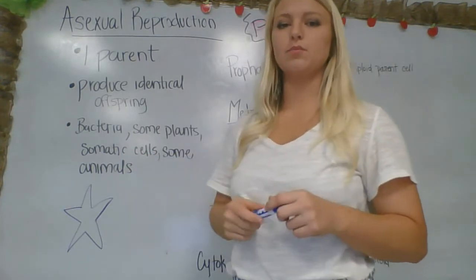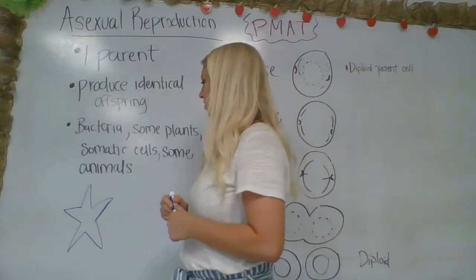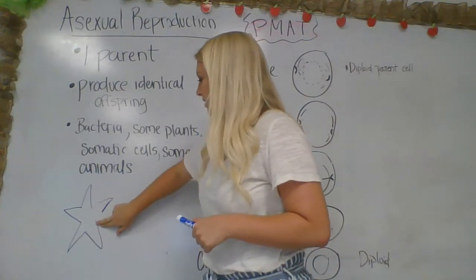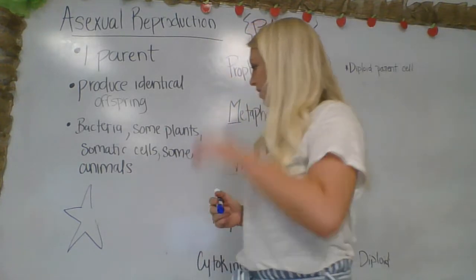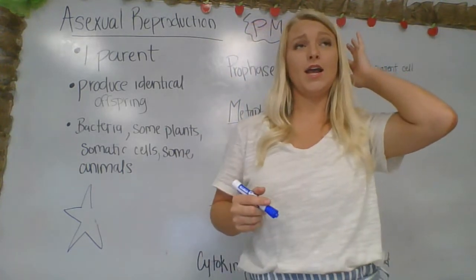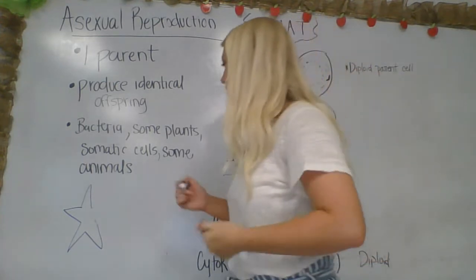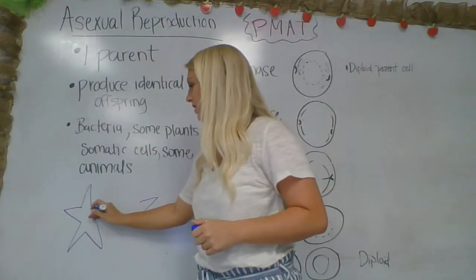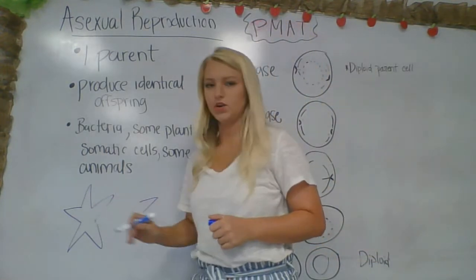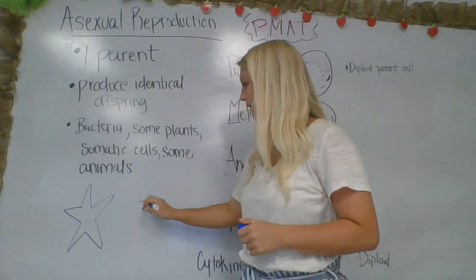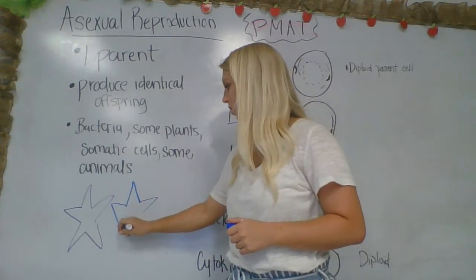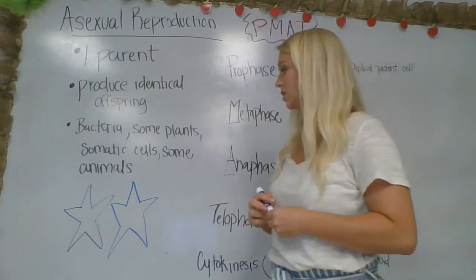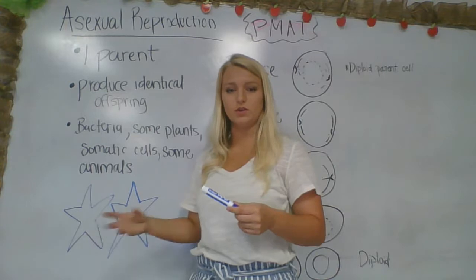So let me give you an example of an animal that reproduces asexually. Here we have a starfish. Say this starfish is swimming in the ocean and something happens to its arm, so its arm falls off. That starfish is going to grow another arm, and that other arm that fell off is going to make a whole new starfish. So that is a starfish reproducing asexually with only one parent.